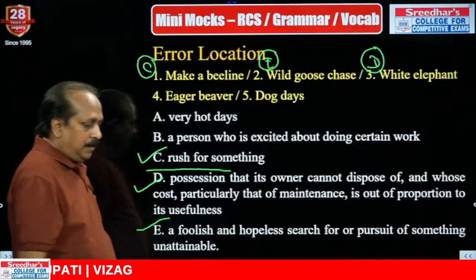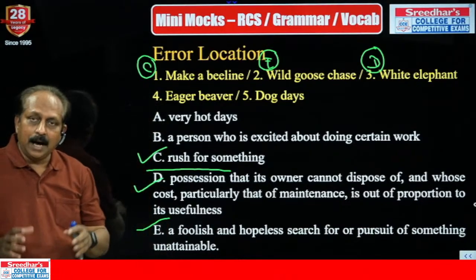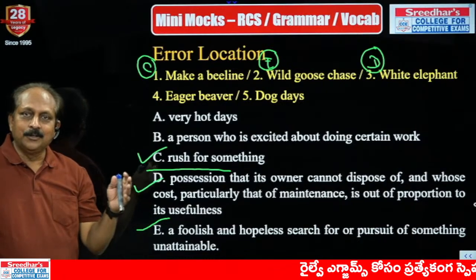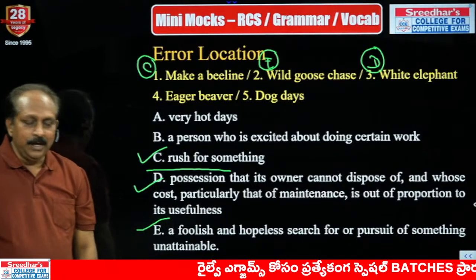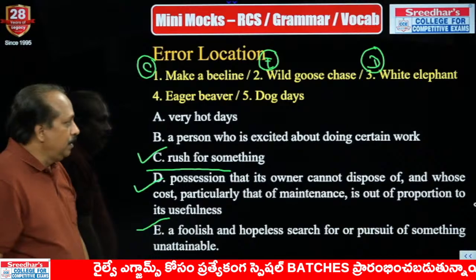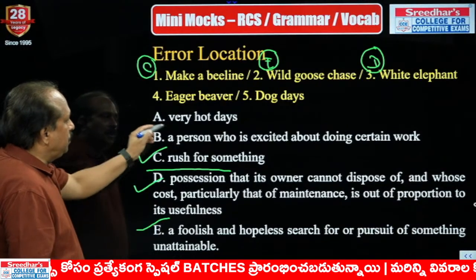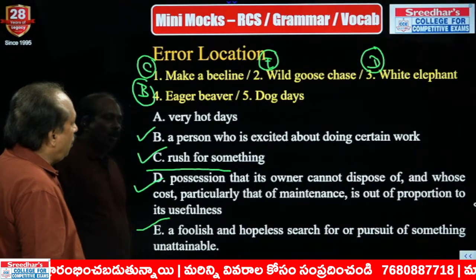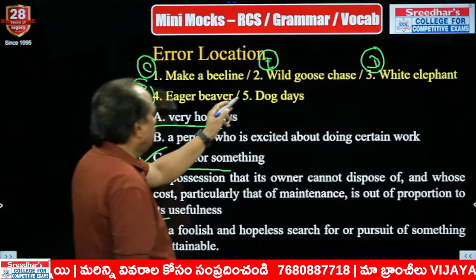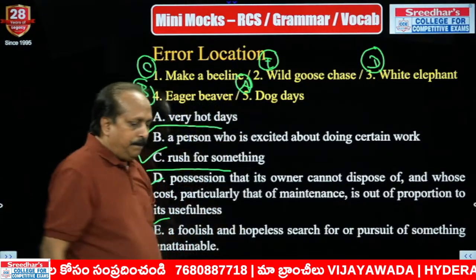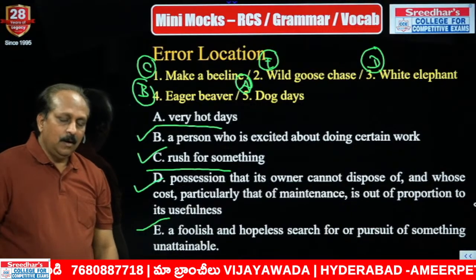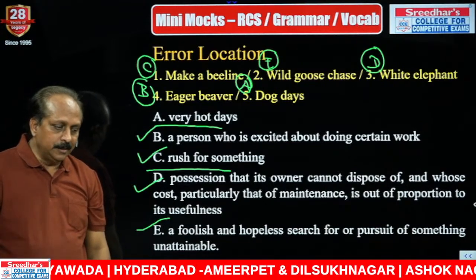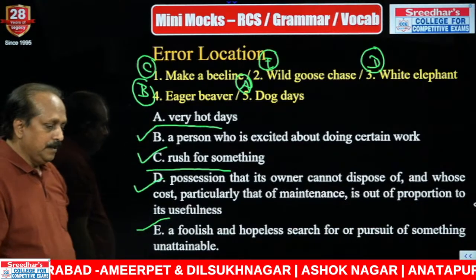Eager beaver. Beaver is an animal, always active. It constructs bridges in water, not large-scale bridges, small ones. Always working hard, very eager to work. Eager beaver means what? A person who is excited about doing certain work. B. And dog days, very hot days. Here, peak summer, the May third week, the hottest days. Then we use dog days. Dog days means the hottest days, peak summer.